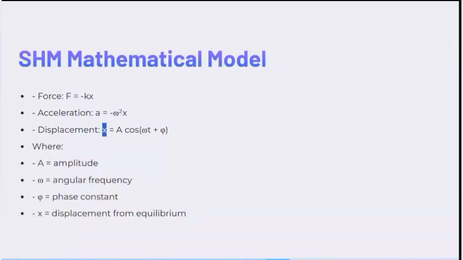Displacement in circular motion is represented with theta. But for simple harmonic motion or oscillatory motions, it is represented with x, and the formula is given as x is equal to A cos(ωt + φ). So this is the expression for displacement under simple harmonic motion. Write it down in your notes.